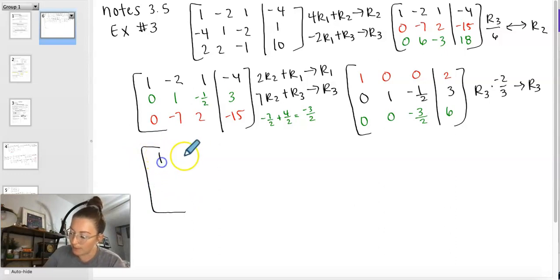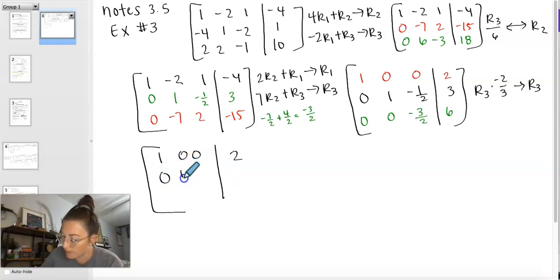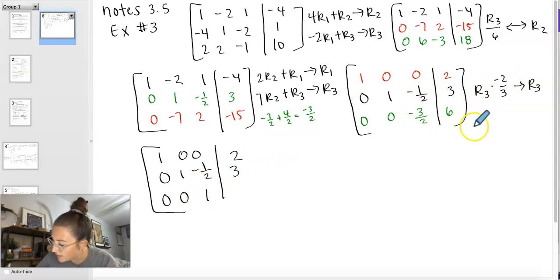Okay, row 1 stays the same. We're done manipulating row 1 because it's already solved. Row 2 is going to stay the same for right now. And row 3, I'm going to get 0 times anything is 0, 0 times anything is 0. Negative 3/2 times negative 2/3 would give me a 1. And then if you guys need to, I guess we could do this math over here. And then we have to do this negative 2/3 times 6. Easy one, 3. Those will cancel, so I get a negative 4.